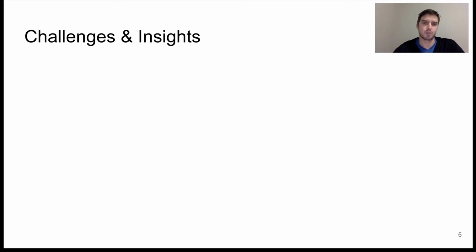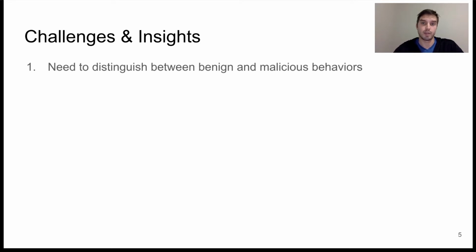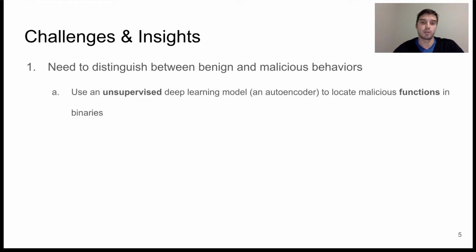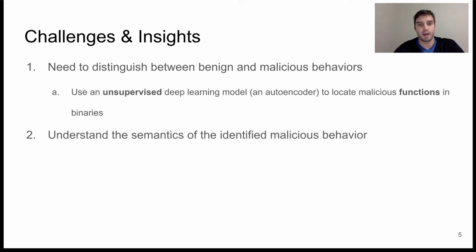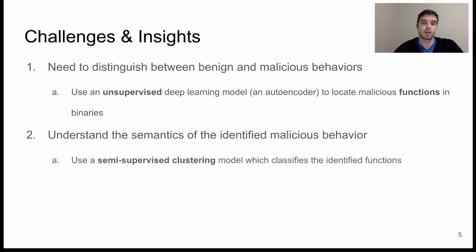There are two main challenges with building a tool to address these problems. First, it needs to be able to distinguish between benign and malicious behaviors. To address this, we utilize an autoencoder to locate malicious functionalities in binaries. Second, it needs to understand the semantics of the identified malicious behavior. To address this, we used a semi-supervised clustering which classifies the identified functions. These clusters will require only a few labels obtained from the analyst's daily workflow.